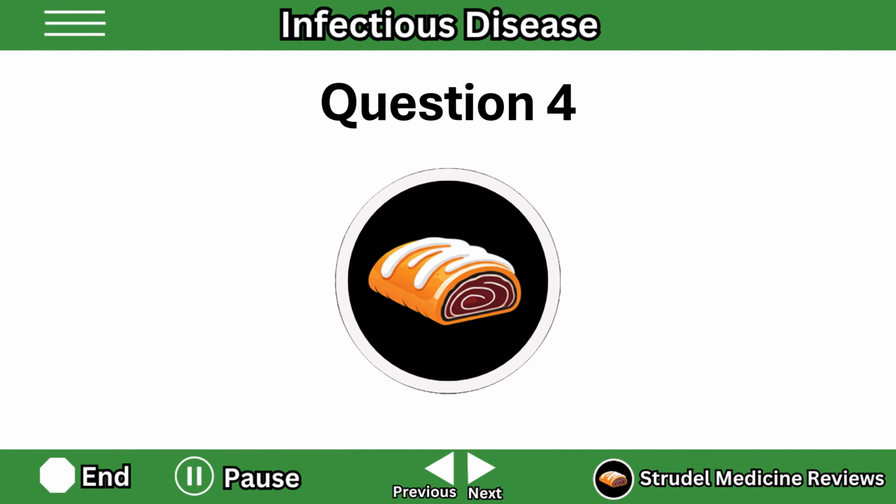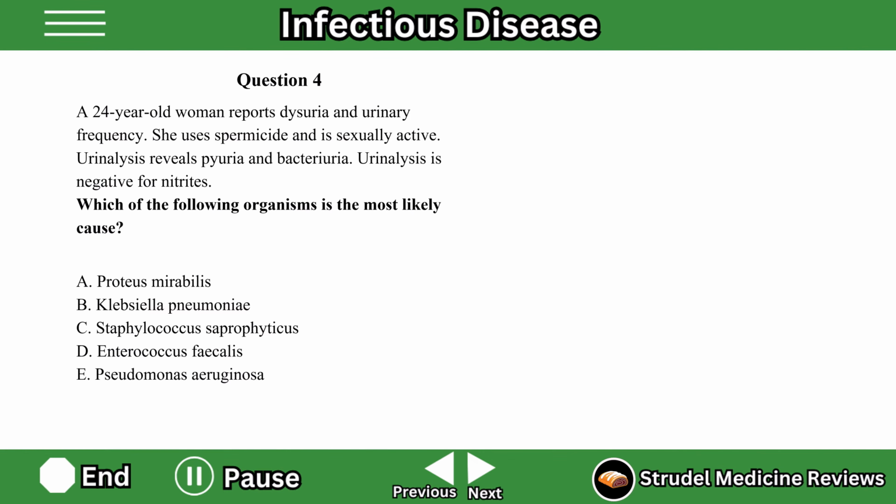All right, question number 4. A woman reports dysuria and urinary frequency. She uses spermicide and is sexually active. Urinalysis reveals pyuria and bacteriuria. Urinalysis is negative for nitrites. Which of the following organisms is the most likely cause? A, Proteus mirabilis. B, Klebsiella pneumoniae. C, Staphylococcus saprophyticus. D, Enterococcus faecalis. Or E, Pseudomonas aeruginosa.